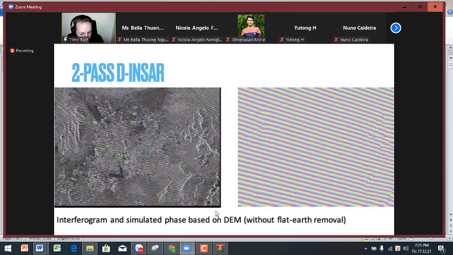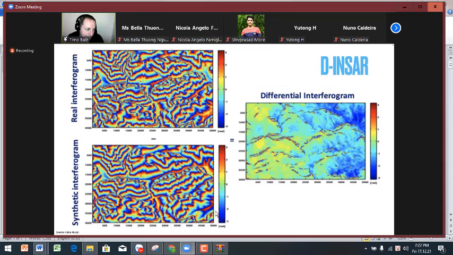On the left side is the interferogram. Then you put in some image again. Interferogram on the right side. Simulated base based on the DEM. We simulated base, and then we take the left interferogram and we subtract the right one, the simulated interferogram, to get the motion.